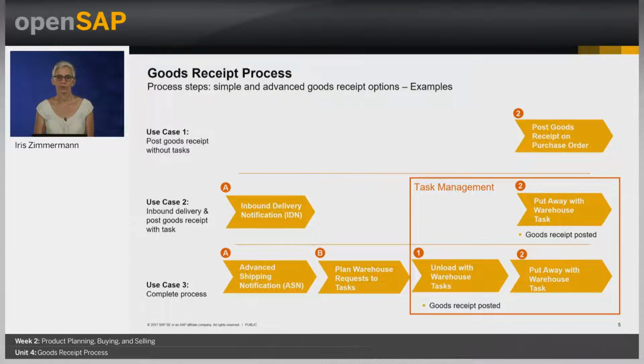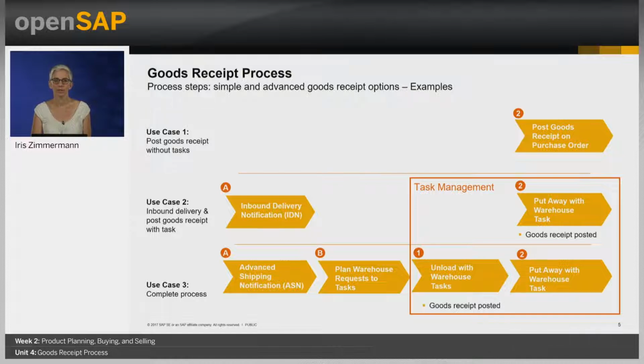The third use case shows the complete and most advanced process design that is possible. It starts with the advanced shipping notification or ASN that you usually receive through electronic messaging, XML, which notifies you about the date and quantity of incoming goods in the next couple of days. The information is stored at the inbound delivery notification. Once the goods have arrived in the site, the status can be set to received.